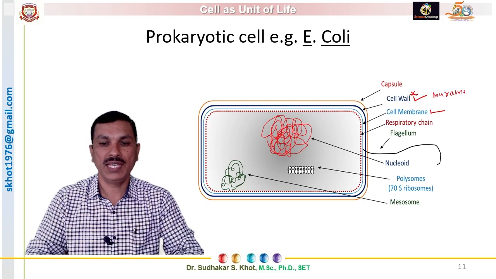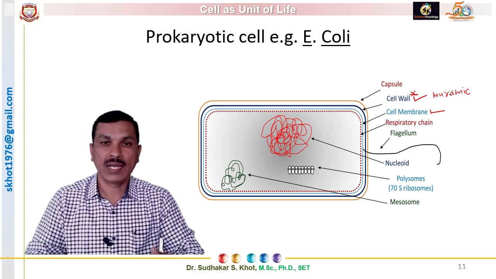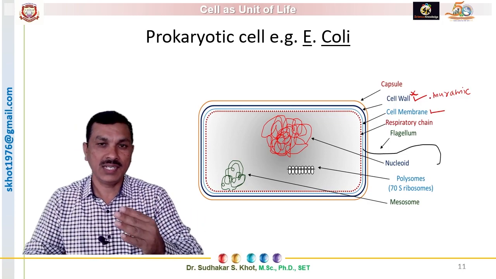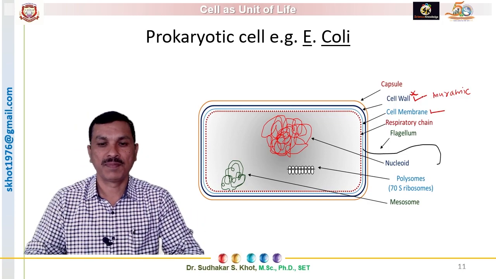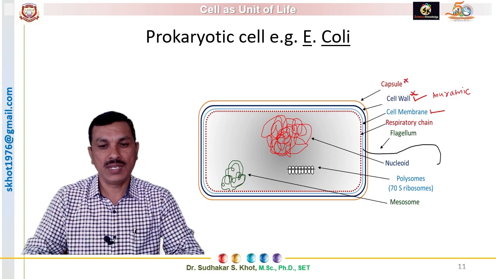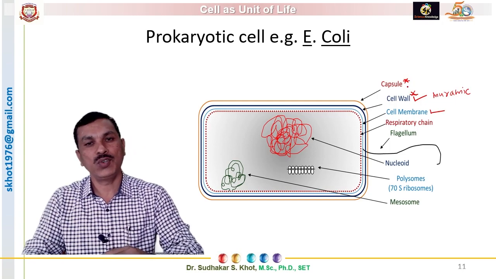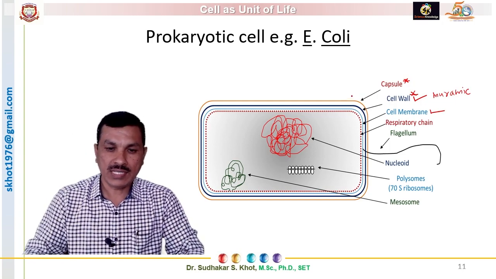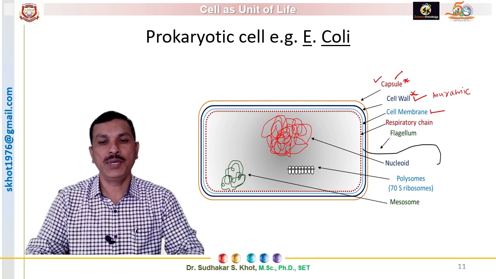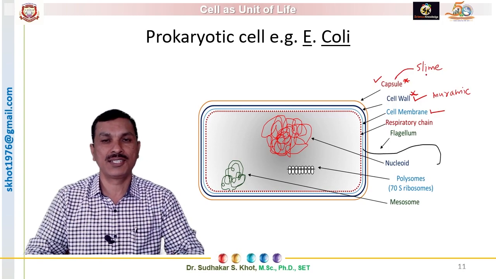So they have muramic acid and peptidoglycans in their structural organization, whereas in plants, the cell wall is made up of cellulose. The cell wall is externally covered by another layer, the capsule, but again the capsule may or may not be present. When this outermost layer is present as a solid layer, it is called a capsule, but sometimes it appears slimy, which is called a slime. It is just like a gel-like structure.